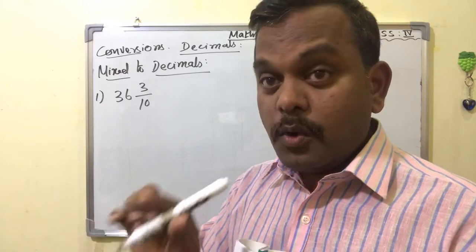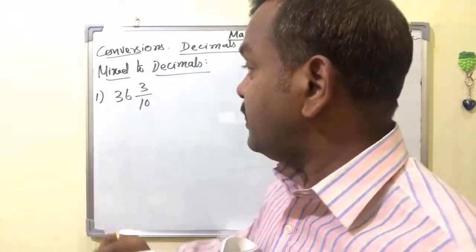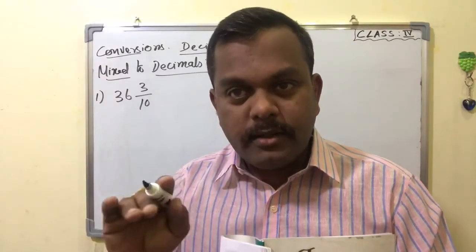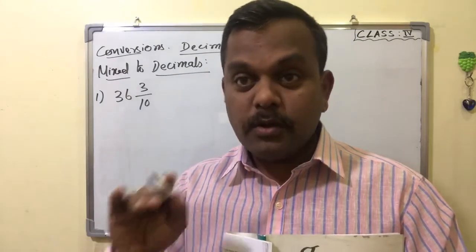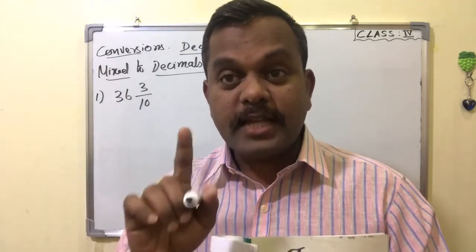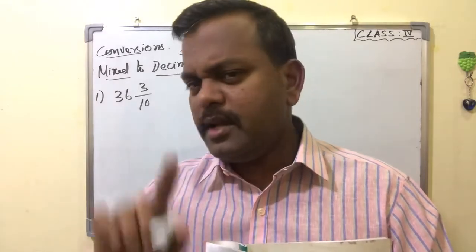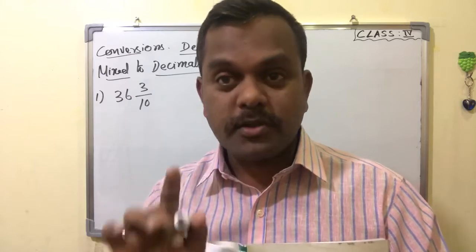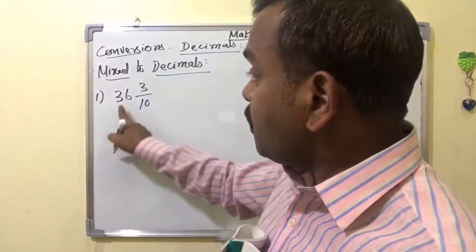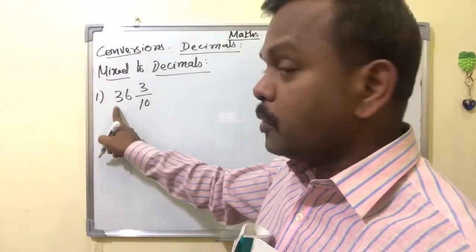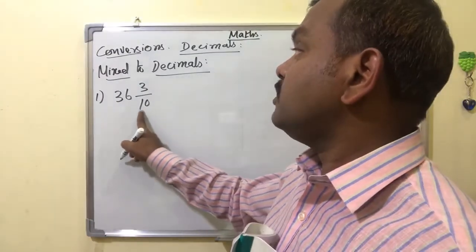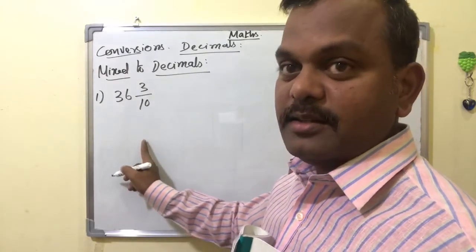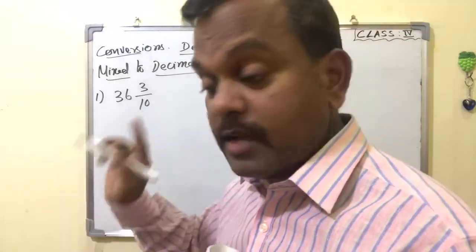And one more thing you have to remember: any fraction with the denominator 10, 100, 1000, like that, those fractions are called decimal numbers only. Here this is a mixed number, one whole number with one fraction, but this fraction has denominator 10, sometimes maybe 100, sometimes maybe 1000. I will explain how to convert.